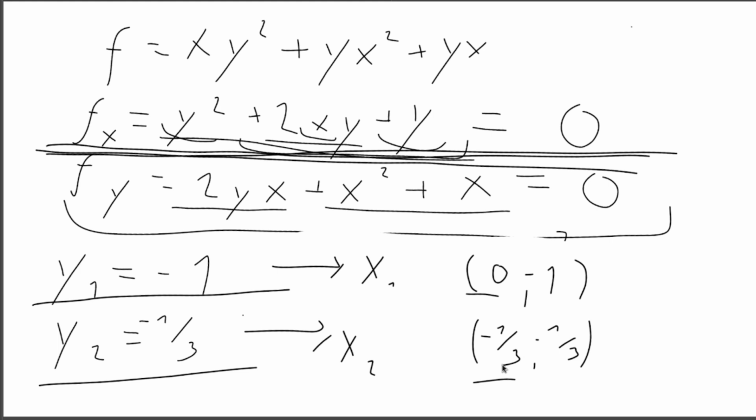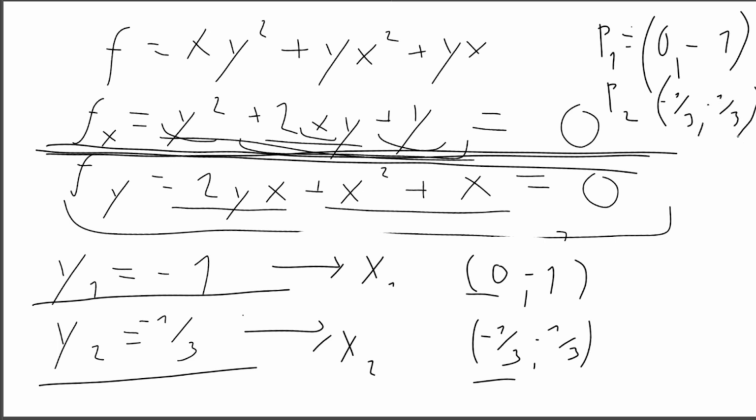So these are the results. These are point 1 and point 2. So I'll write them here. Point 1 is (0, -1), and point 2 is x equals -1/3 and y equals -1/3 as well. Now I delete everything else and we can proceed.